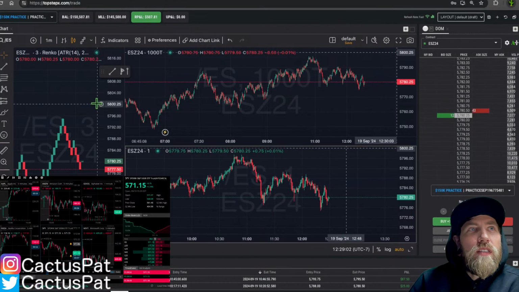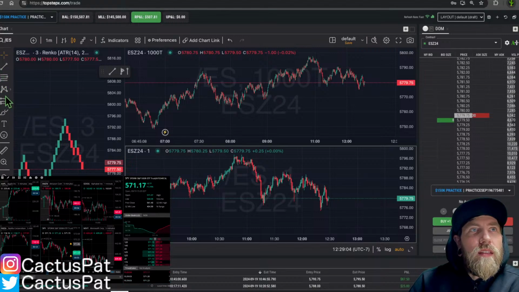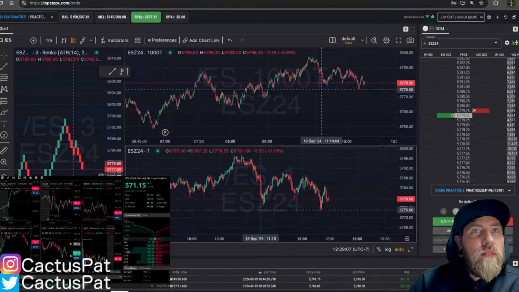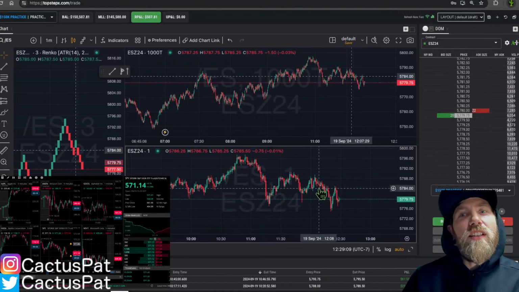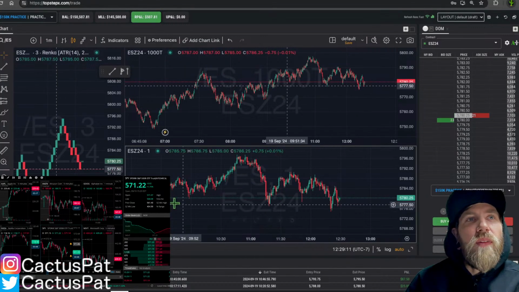Now, I also wanted to add the super trend indicator. Now, I have not spent a lot of time on TS Trader, so we're all going to be learning this together. A lot of this.